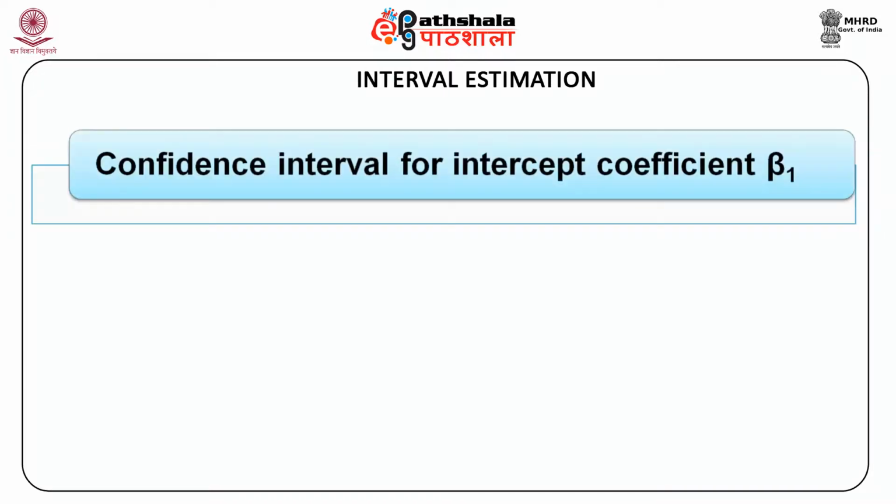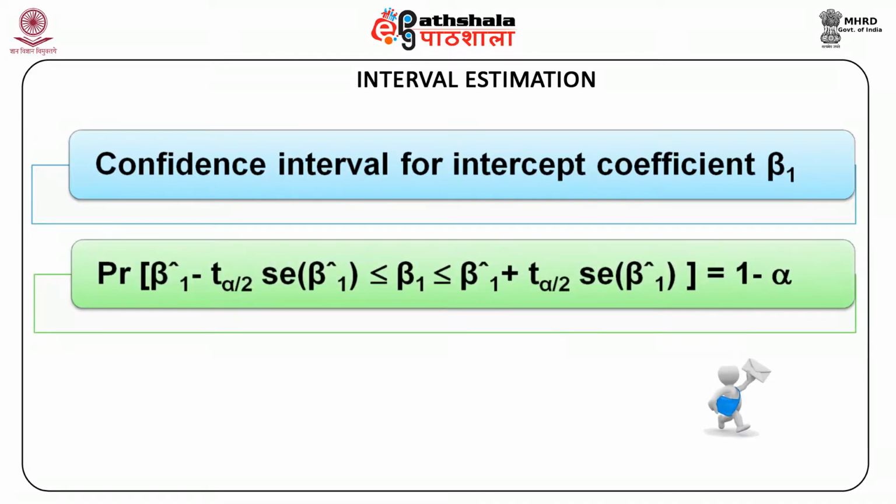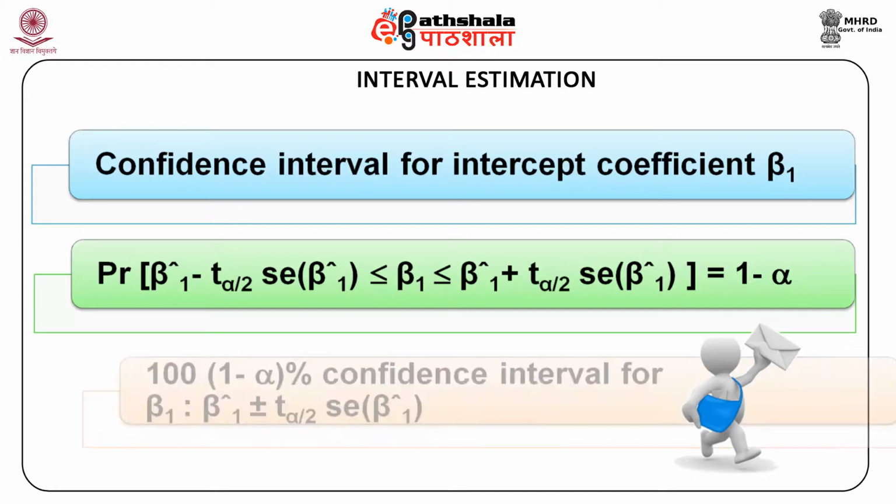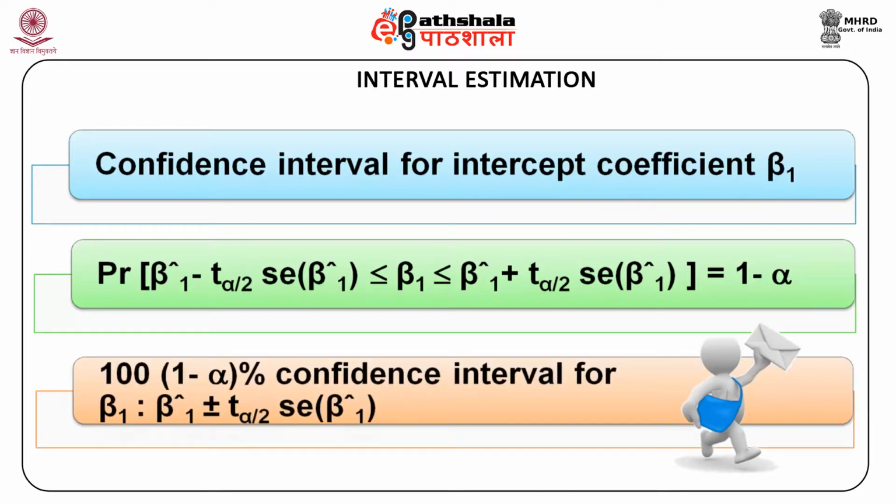And the 100 times (1 minus alpha) percent confidence interval for beta 2 is beta hat 2 plus or minus T alpha divided by 2 SE beta hat 2. Similarly, the confidence interval for the intercept coefficient beta 1 is given by Pr[beta hat 1 minus T alpha divided by 2 SE beta hat 1 is less than beta 1, which is less than beta hat 1 plus T alpha divided by 2 SE beta hat 1] equal to 1 minus alpha, or the 100 times (1 minus alpha) percent confidence interval for beta 1 is beta hat 1 plus or minus T alpha divided by 2 SE beta hat 1.